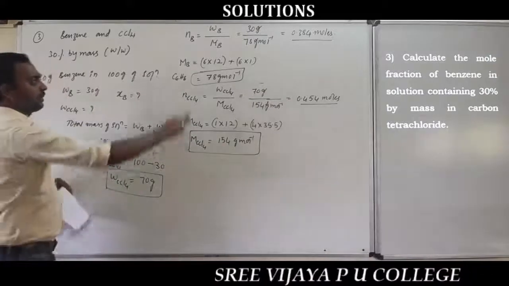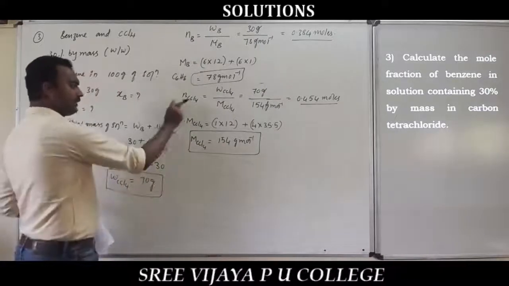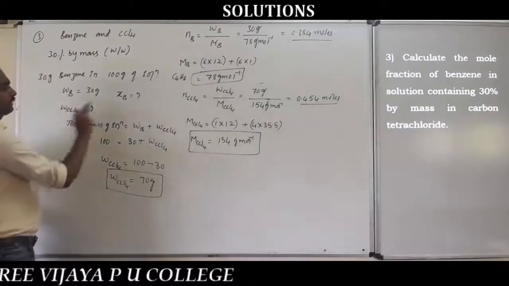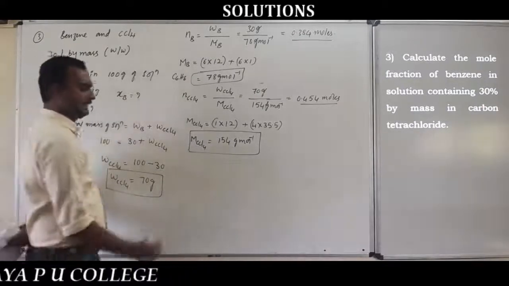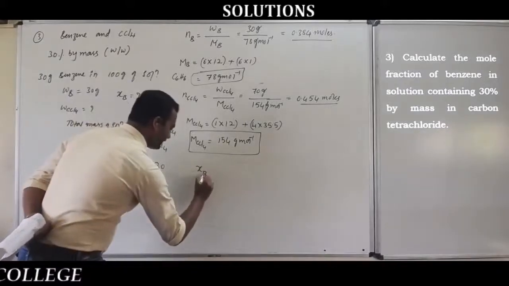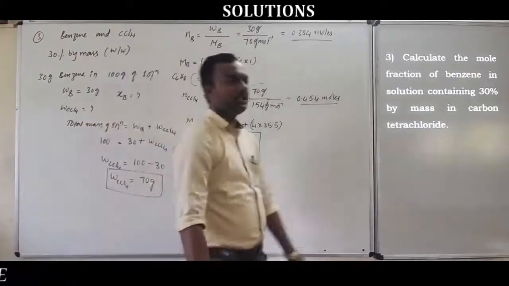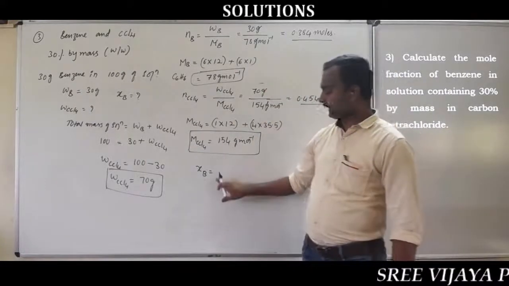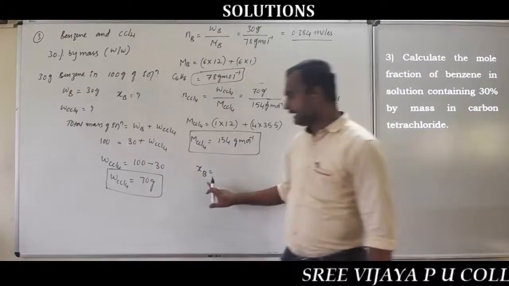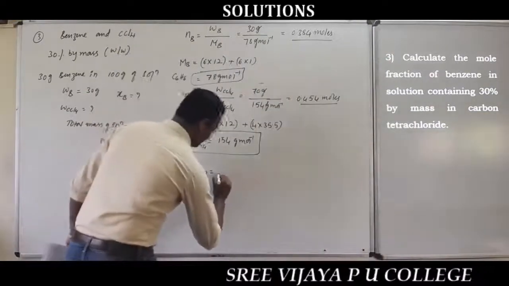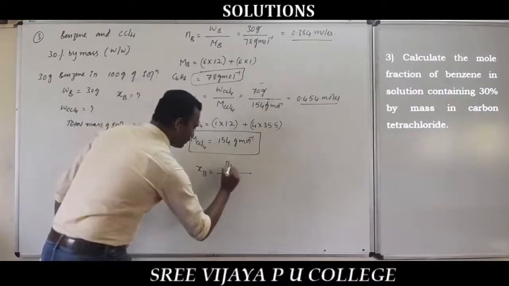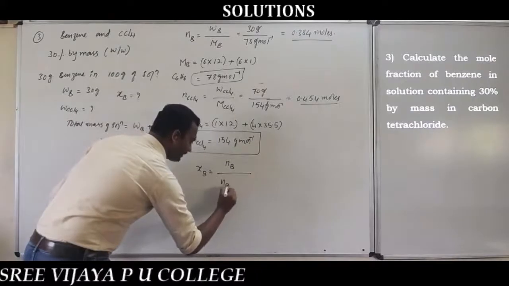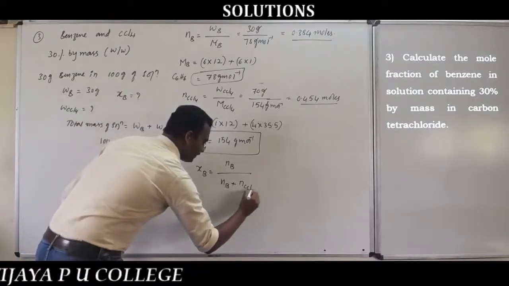So we have calculated the number of moles of benzene and the number of moles of carbon tetrachloride. Our intention in the given problem is to calculate the mole fraction of benzene. The mole fraction of any component is equal to the number of moles of that component to the total number of moles of all the components. So the ratio of the number of moles of component B, benzene, divided by the number of moles of benzene plus the number of moles of carbon tetrachloride.